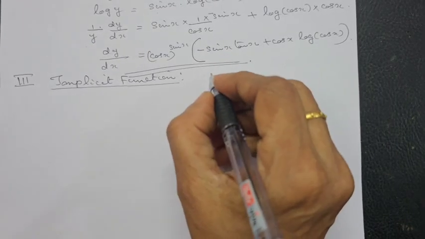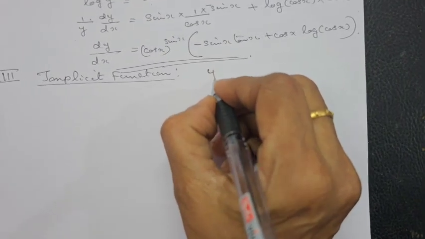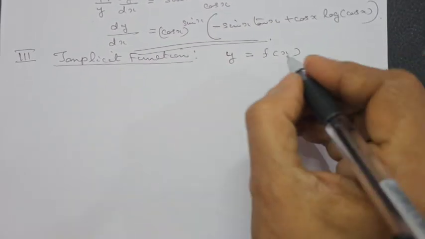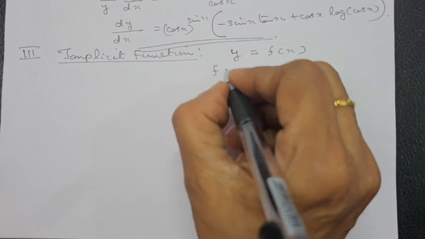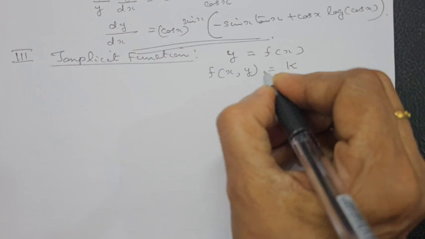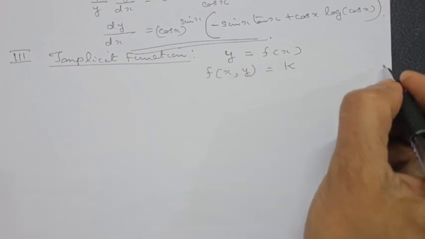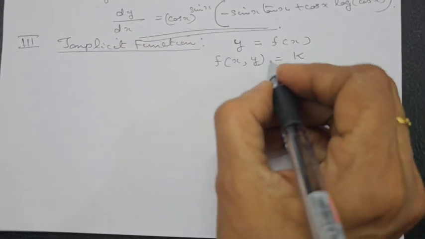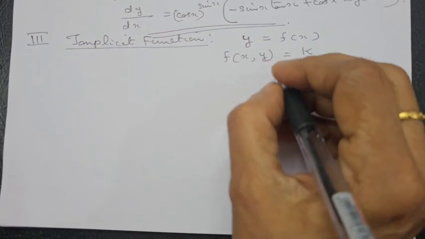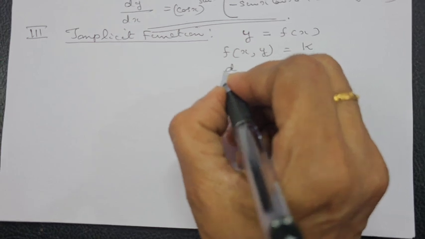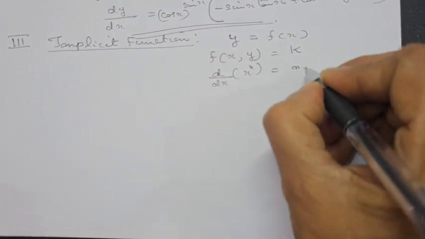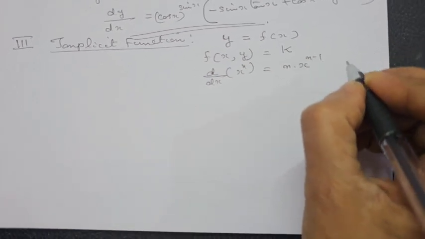In all the previous questions we have discussed, we were given y explicitly as a function of x. In some questions, x and y are combined in such a way that we cannot write y explicitly as a function of x. In such a case, we will differentiate term by term. For example, the derivative of x raised to n with respect to x is n into x raised to n minus 1. That's a formula you know.